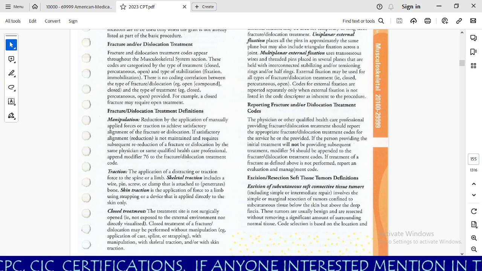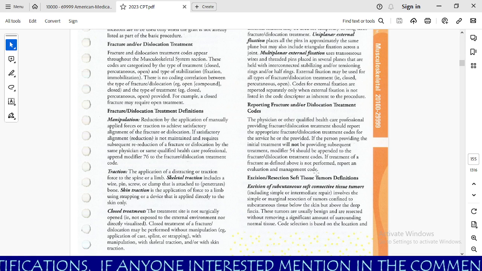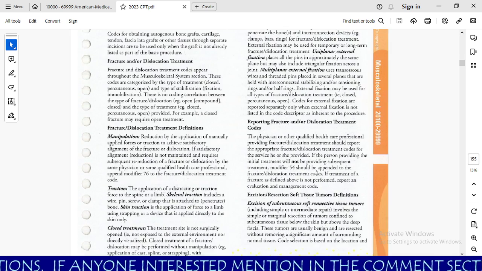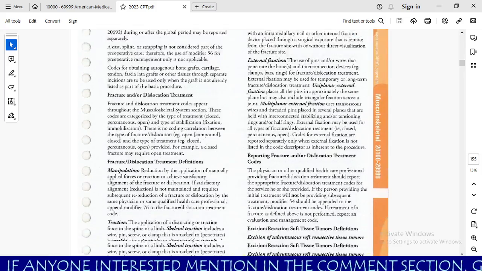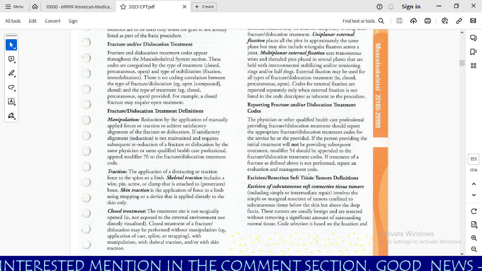If a treatment of a fracture as defined above is not performed, report an evaluation and management code. If the physician is not performing any type of closure treatment, open treatment or percutaneous fixation, we need to use an evaluation management code.